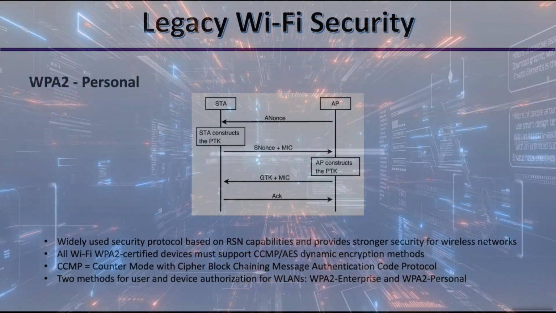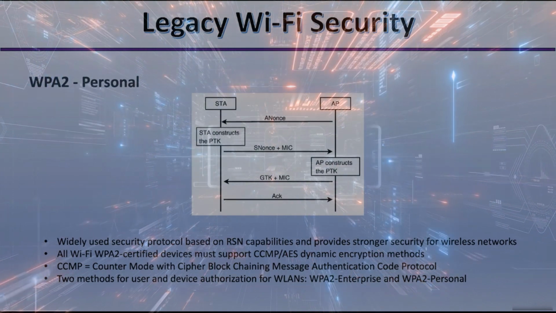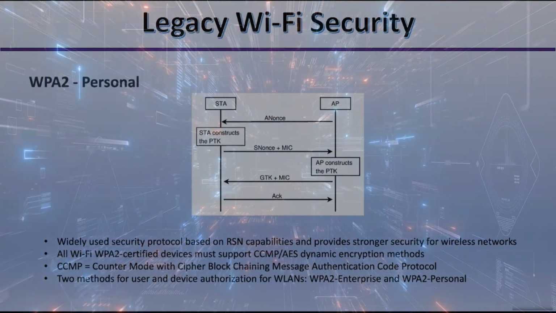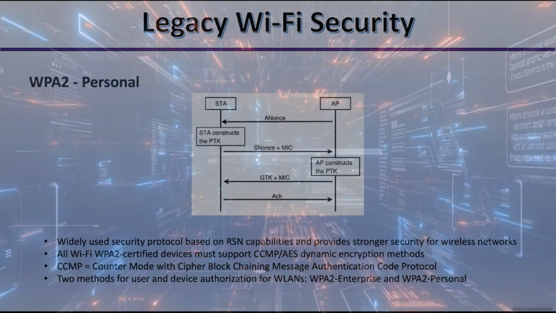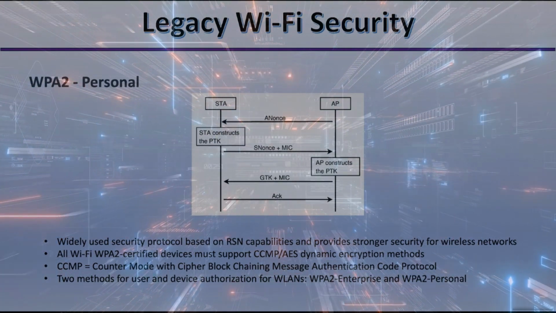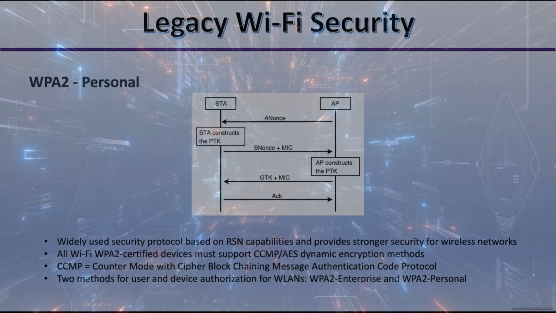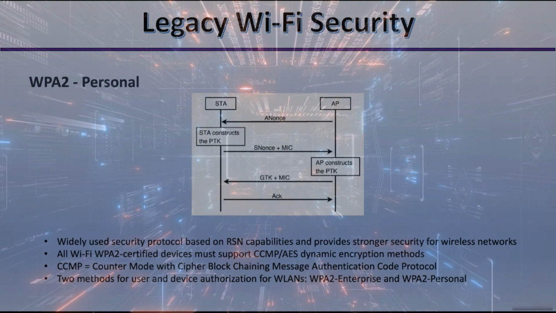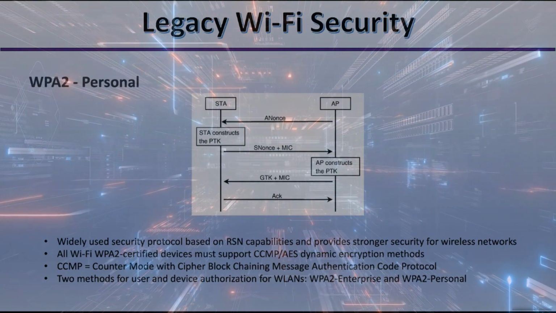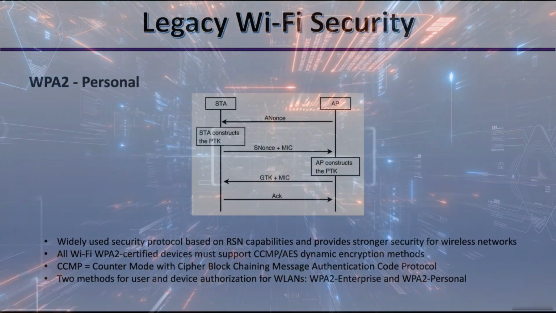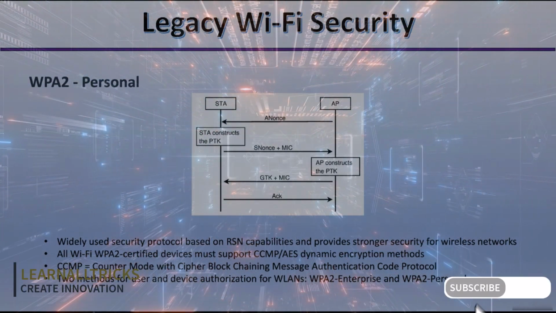Now, WPA2 certification is based on the 802.11i amendment, which defines security mechanisms to protect wireless networks. And all Wi-Fi WPA2 certified devices must support CCMP AES dynamic encryption methods. And AES is a symmetric encryption algorithm that's used to encrypt data, while CCMP is a protocol that provides message integrity and confidentiality. WPA2 supports backwards compatibility for legacy encryption methods such as TKIP and WEP, but these methods are outdated and shouldn't be used.